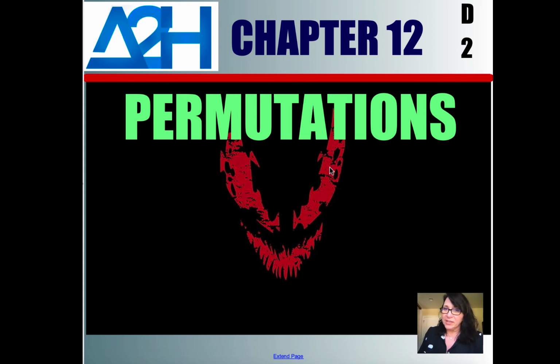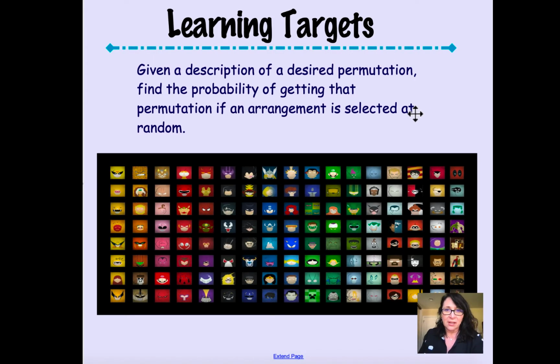Hi everyone, this lesson is on chapter 12, probability permutation. This is day 2, so let's get started. Our learning targets are: given a description of a desired permutation, find the probability of getting that permutation if an arrangement is already selected at random. We're also going to learn about what permutations are.